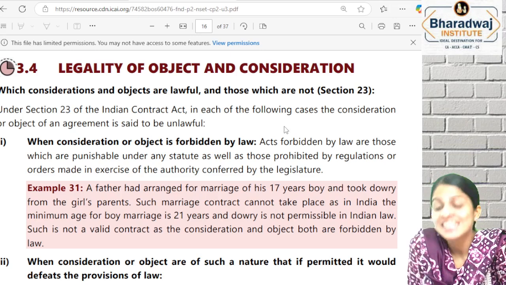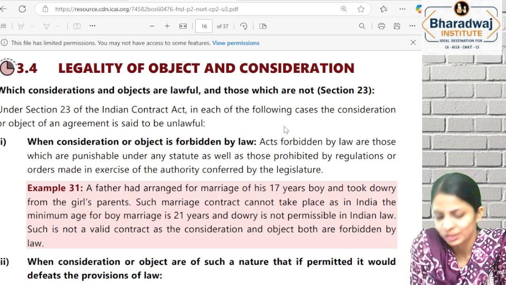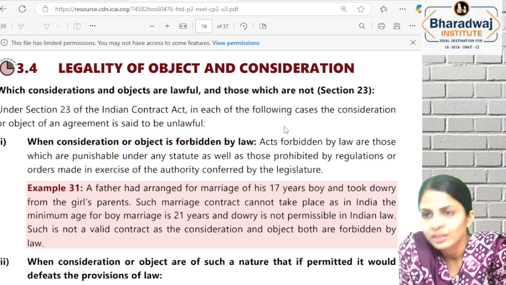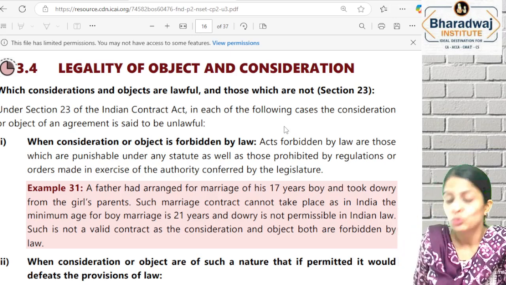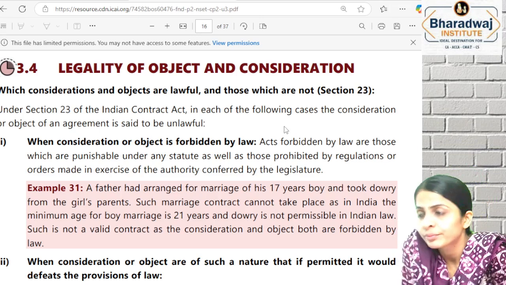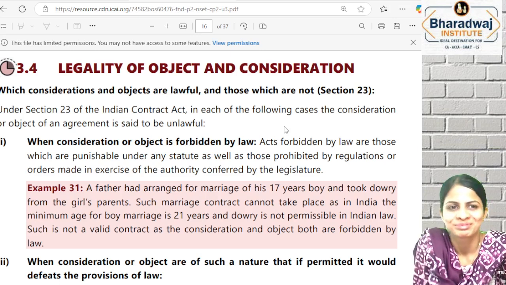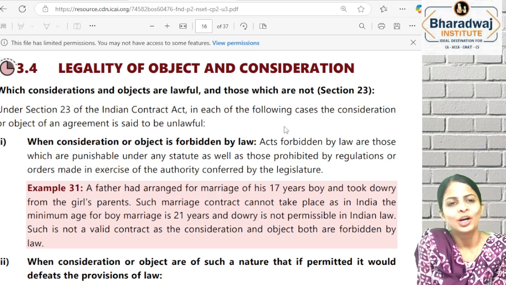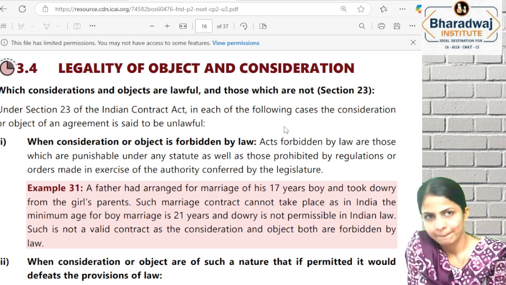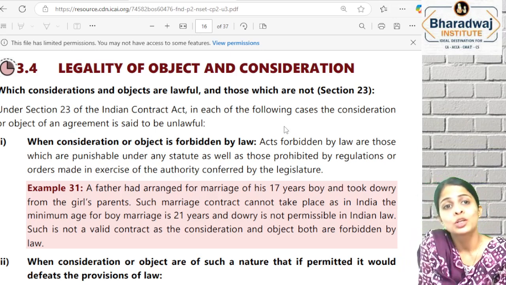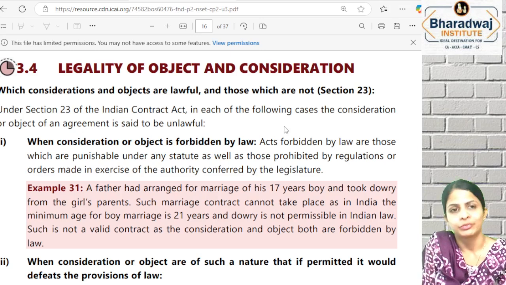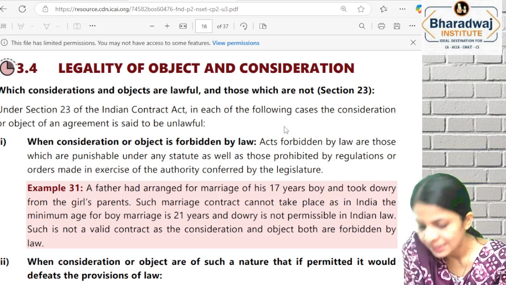Is it valid or void? That is the question. Is this agreement valid or void? Valid, he will do like that. No, void, no. Not daughter, wife. Opposed to public policy, not daughter, wife. Then no problem. Next.